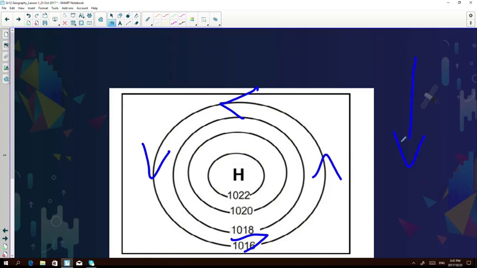Now, just imagine this. Let's say, for instance, you jump into a swimming pool. Where do you find the coldest water? On the bottom of the swimming pool, not on the surface of it. And the warmer water will be on top of it. That's exactly the same way how air works.